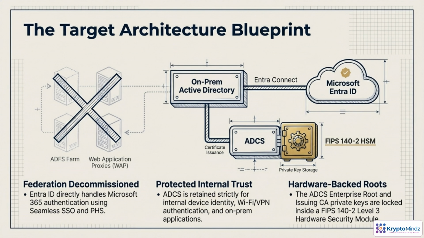Active Directory Certificate Services remains in place, but its scope is tightened to internal device certificates, Wi-Fi and VPN authentication, and any remaining on-prem apps. To harden PKI, the root and issuing CA private keys are stored in a FIPS 140-2 Level 3 hardware security module, giving you strong, auditable protection for your trust anchors.